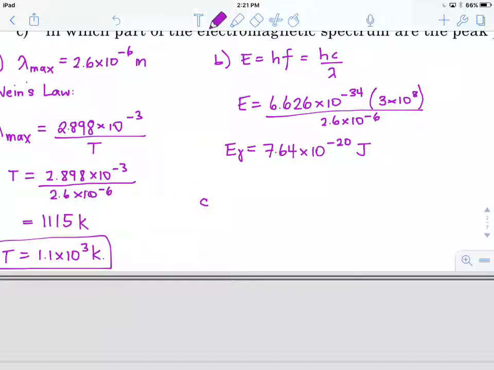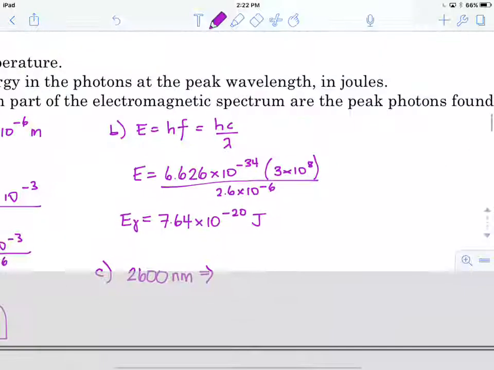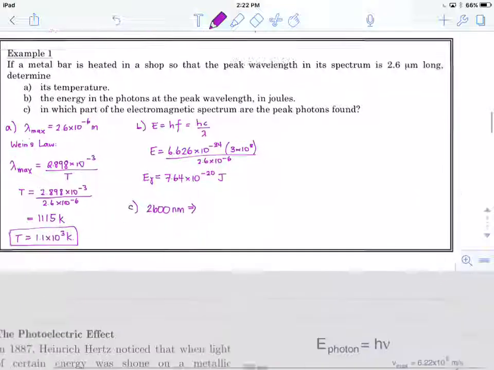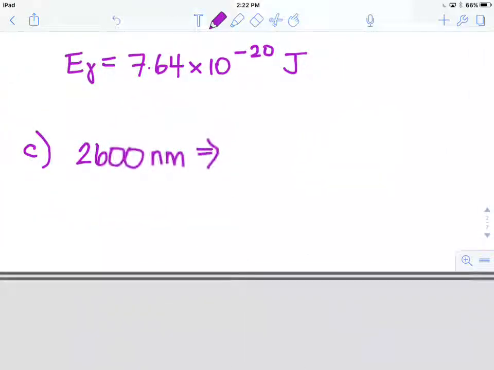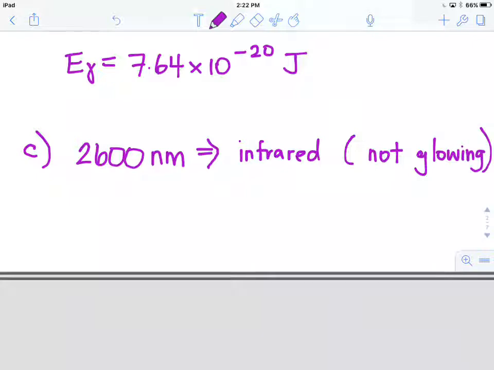C asks, what part of the electromagnetic spectrum is this in? Well, 2.6 micrometers is 2600 nanometers. That's infrared. And it would be a good assumption that we would say, okay, so this is warm, but it's not glowing. So this metal bar is quite hot, right? 1100 Kelvin, but it's not hot enough to be glowing yet.